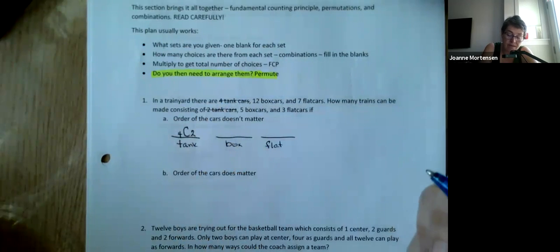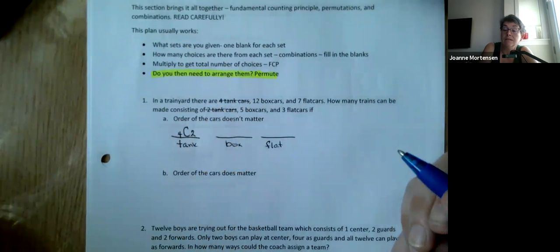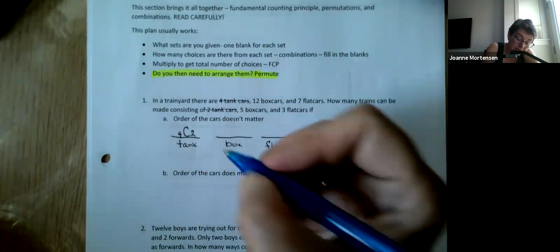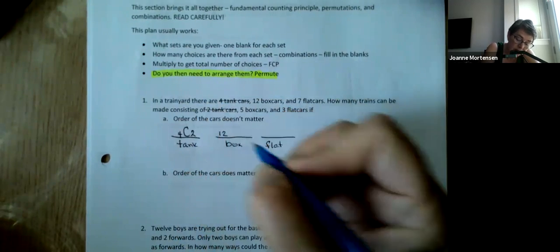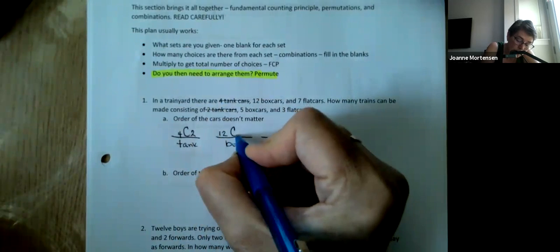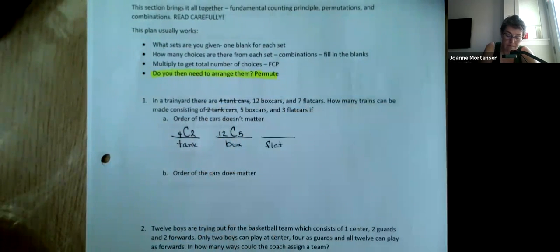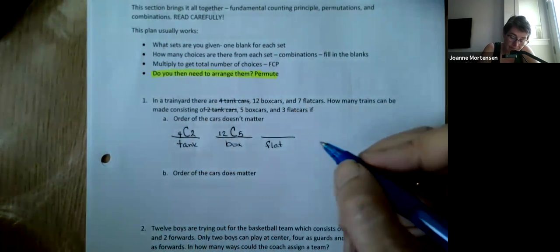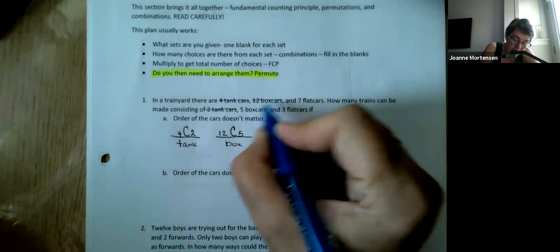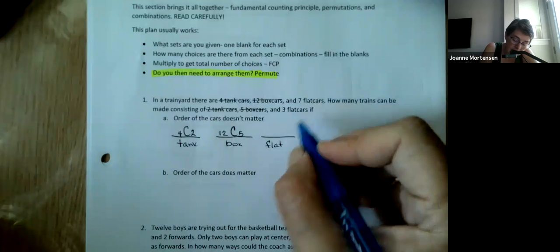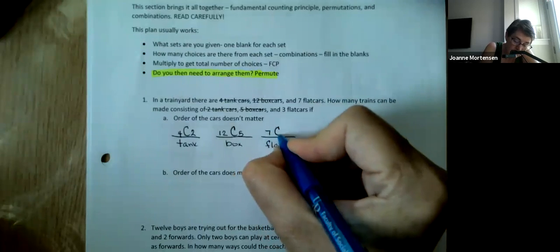All right, now for box cars, I bet you can do it. There are 12 box cars to choose from, and I have to choose 5. Okay. And so these are gone. Now we've got flat cars. There are 7 of them, and we have to choose 3.